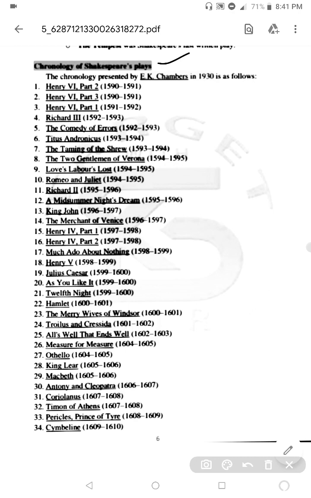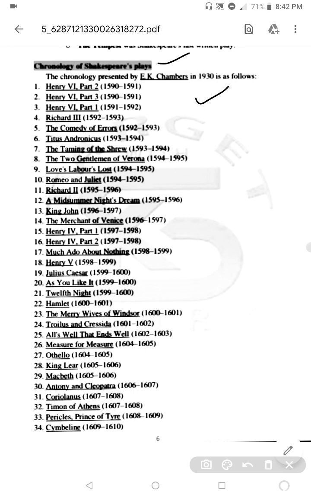And this chronology was presented by E.K. Chambers in 1930. There are so many people, different types of scholars, who have made chronologies of William Shakespeare. So an original or official chronology is not present from that time. So different scholars found out, or said, different chronologies of William Shakespeare. So this chronology is presented by E.K. Chambers.